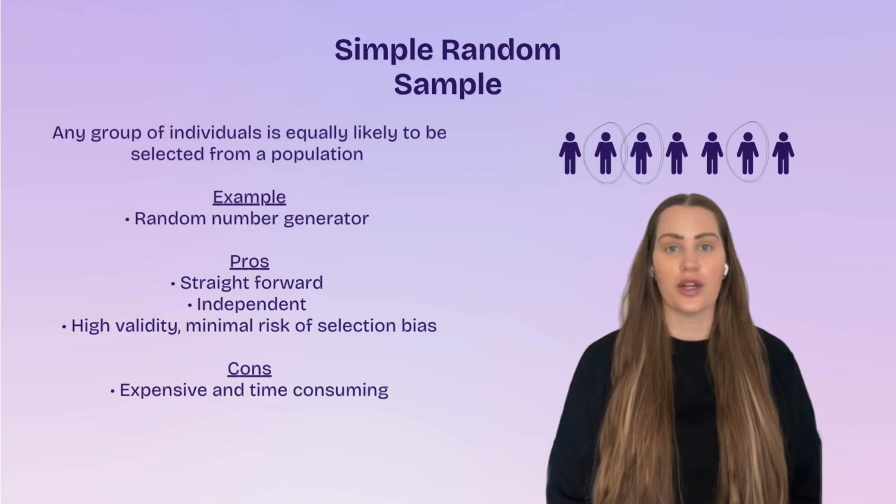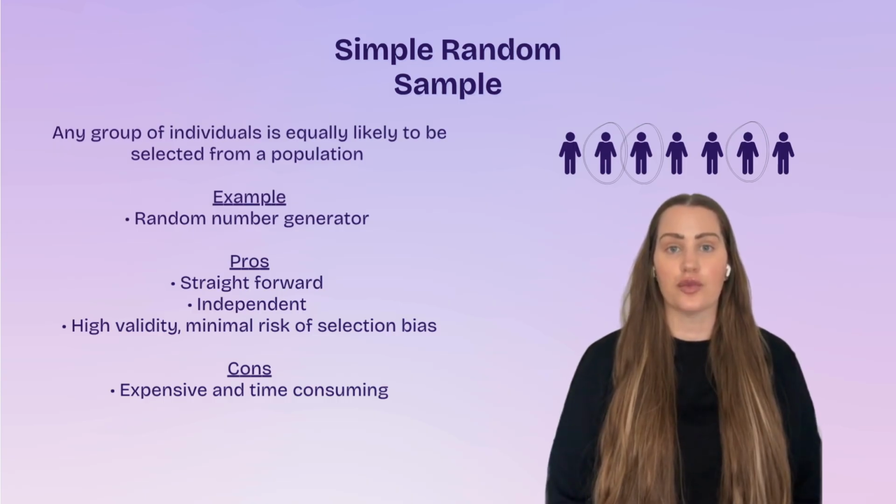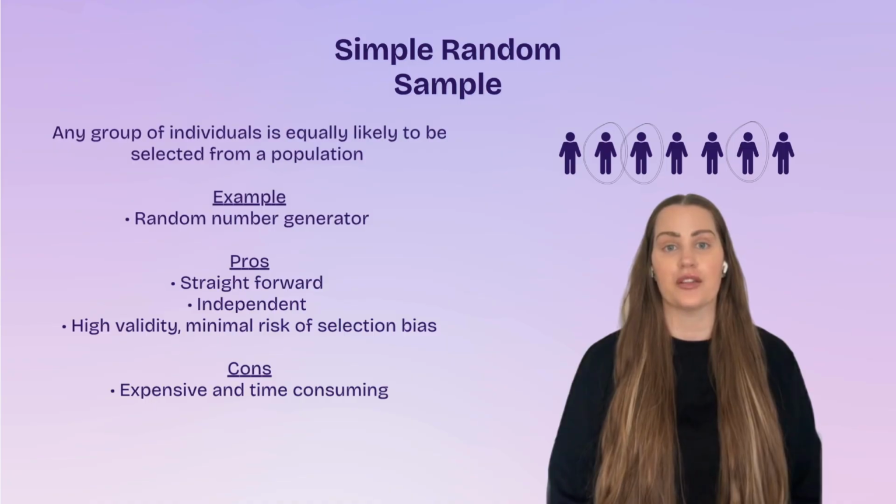A con of simple random sampling is that it's expensive and time-consuming, as it involves compiling a list of all the individuals of a population. It can also be difficult in populations that are spread out versus more localized sampling techniques. Additionally, in some populations, purely random samples may not be sufficient to capture minority subgroups.